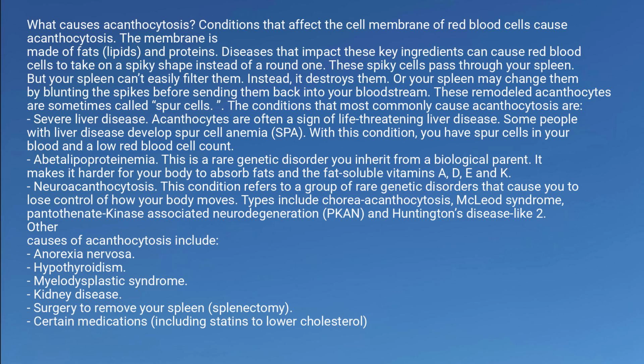Abetalipoproteinemia. This is a rare genetic disorder you inherit from a biological parent. It makes it harder for your body to absorb fats and the fat-soluble vitamins A, D, E and K. Neuroacanthocytosis. This condition refers to a group of rare genetic disorders that cause you to lose control of how your body moves. Types include chorea-acanthocytosis, McLeod syndrome, pantothenate kinase-associated neurodegeneration, PKAN, and Huntington's disease-like 2.